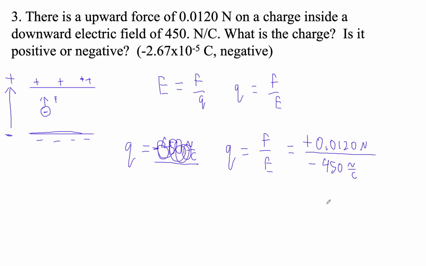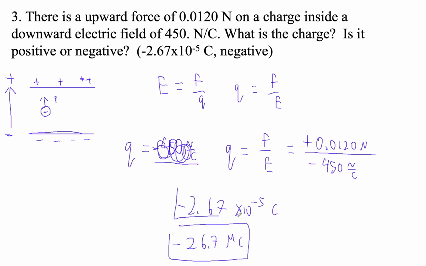Okay, so 0.012 divided by 450 is negative 2.66666 times 10 to the minus 5th coulombs, or 26.7 microcoulombs, right? That's how you actually probably write it, but that's also true, right? All right. Woohoo!